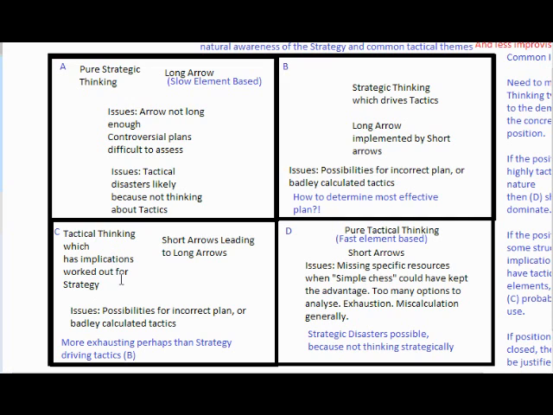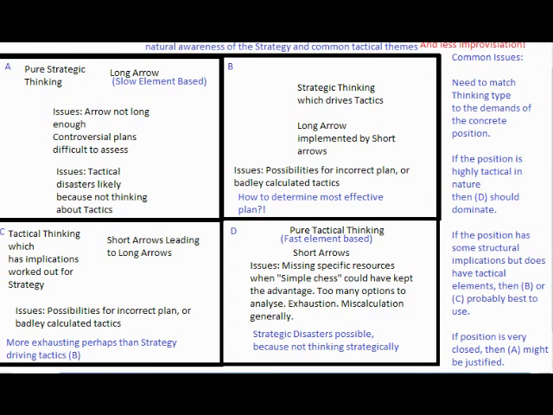So tactical thinking, and you're looking at the implications for the long term. That's good, because if at the end of combinations you end up with a strategic disadvantage, it doesn't matter if you've just won material. You could be giving the opponent a passed pawn, etc. So I think these two are probably the most common. This is where I've put common issues. It's very rare you'd have a position where you can have pure strategic thinking.